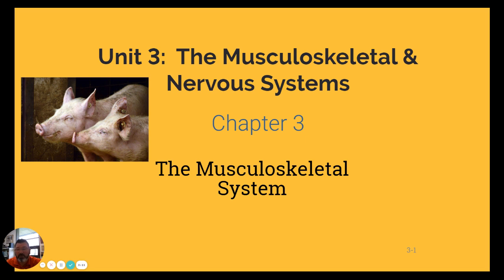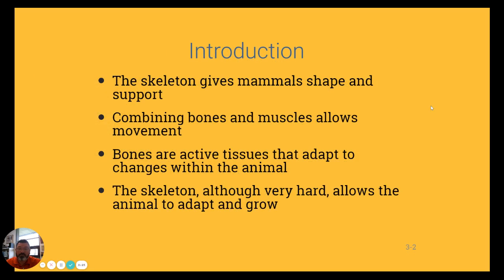This is Unit 3. Now we're going to start diving into some more specialized things and get a little bit deeper than our couple of introductory sections that we've had. In Unit 3, we're going to talk about the musculoskeletal system and the nervous system. Mini Lecture 1 here will focus on Chapter 3, which is the musculoskeletal system.